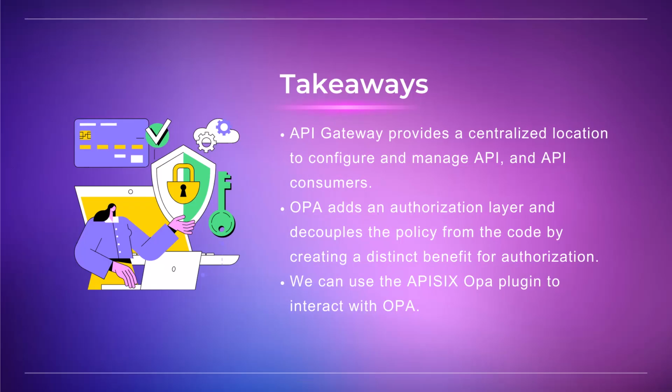Here are some takeaways from this tutorial. The API gateway, as we understood, acts as a centralized point to configure and manage APIs and also API consumers. And OPA, Open Policy Agent, adds an additional authorization layer to define our policies and manage roles and permissions for our APIs. We can also use the APISIX OPA plugin to interact with OPA.